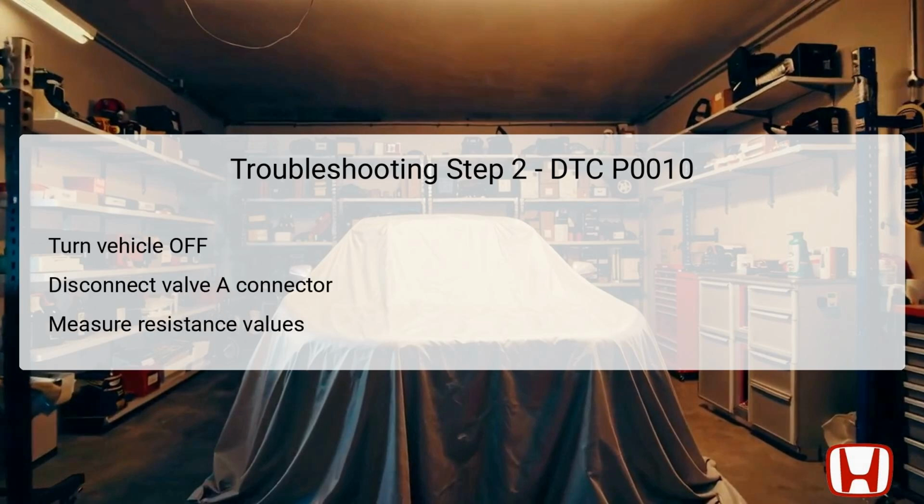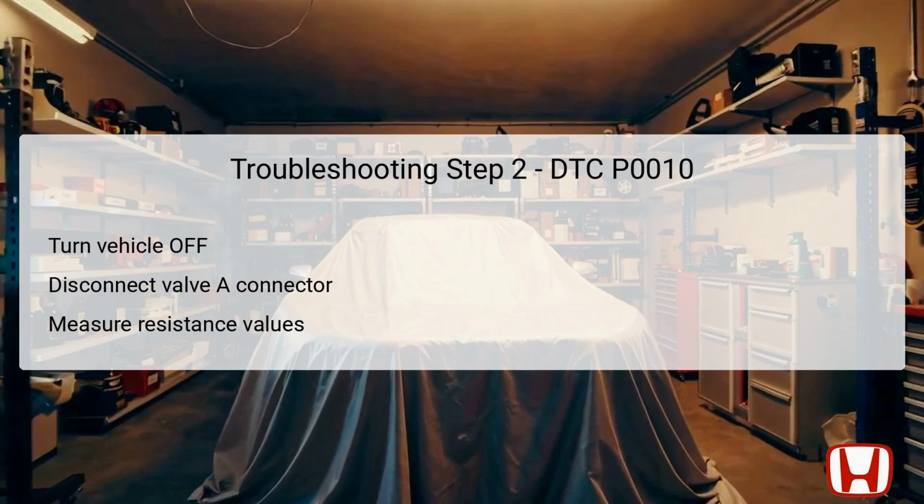In the second troubleshooting step, you will conduct an internal resistance check of the VTC oil control solenoid valve A. First, turn the vehicle off and transition the key to the lock position to ensure safety during inspection. Next, you must disconnect the VTC oil control solenoid valve A 2P connector to access the terminals for measurement. With the connector removed, measure the resistance between test points 1 and 2 at the solenoid side.